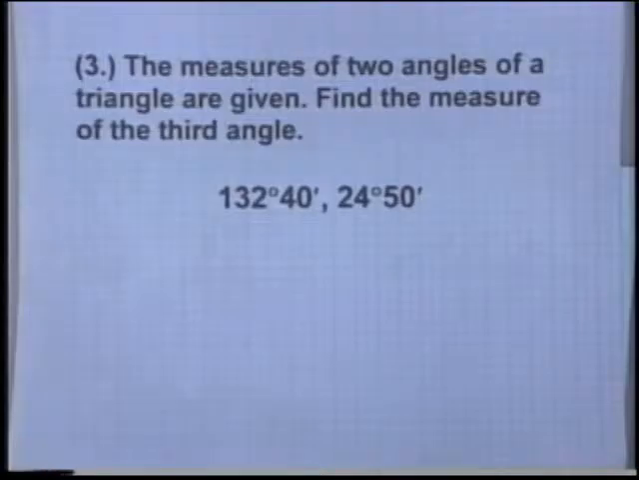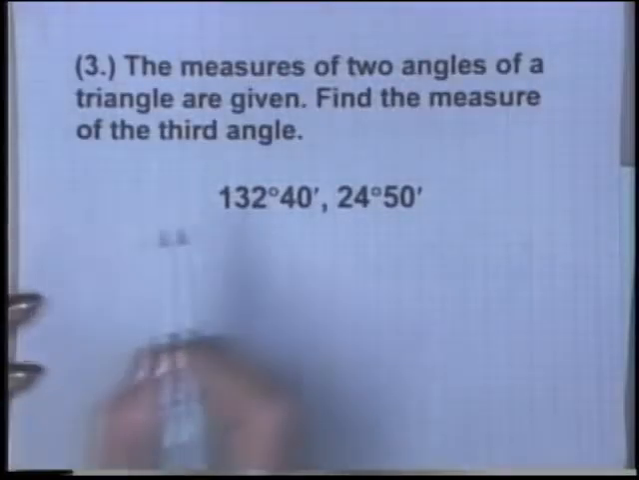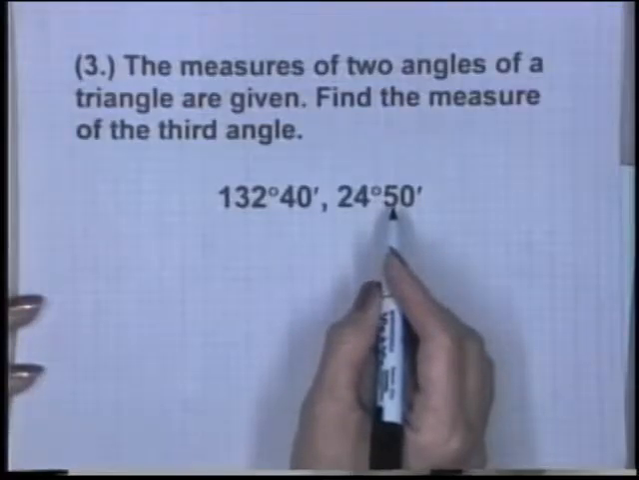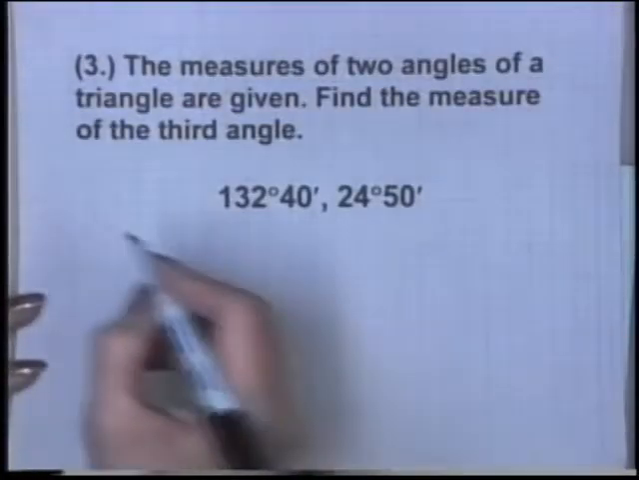Now let's look at a problem that requires us to know the sum of the angles in a triangle. The measures of two angles of a triangle are given. Find the measure of the third angle. Well, since we know that the sum of the three angles in a triangle is 180 degrees, what we will do is add these two angles together and subtract that sum from 180 degrees.